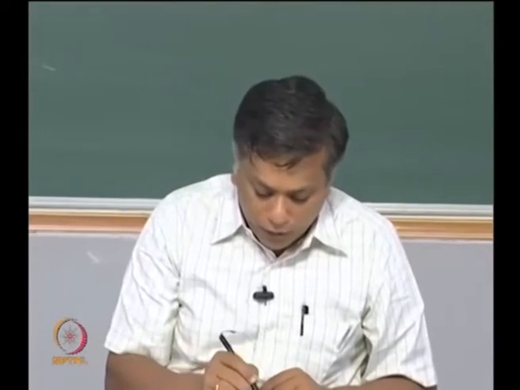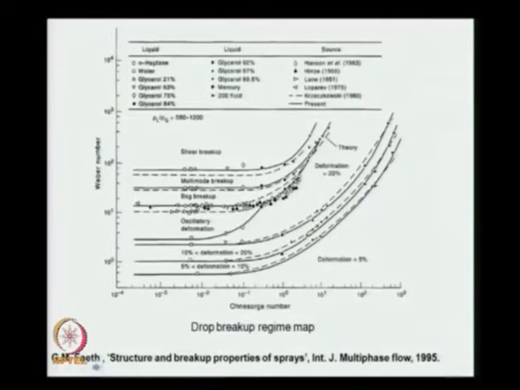So, what Faith did in 1995, and this is a collation of a lot of work that preceded it, in Faith's paper on the structure and breakup properties of sprays in the International Journal of Multiphase Flow, is to parse all this information into a regime chart.